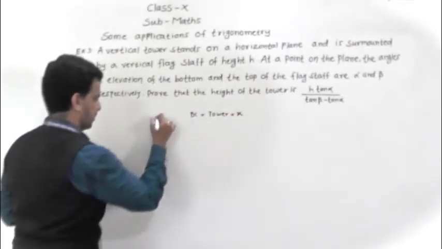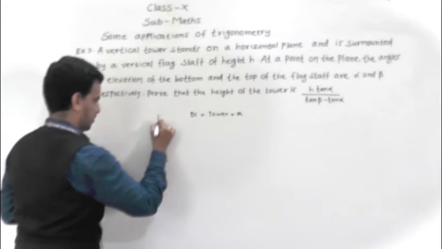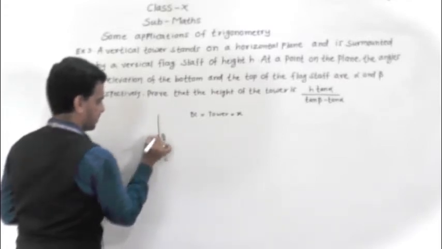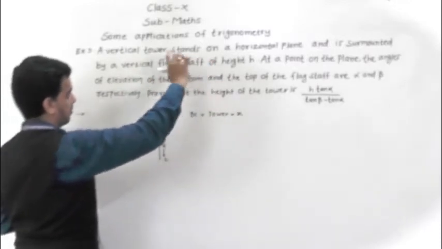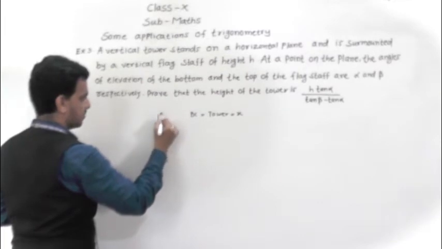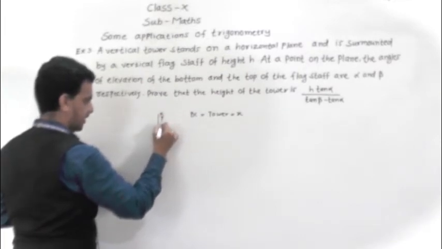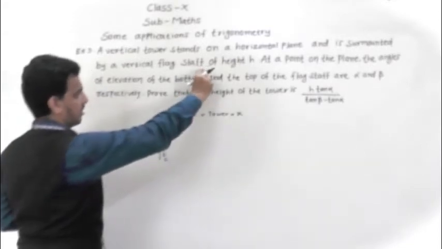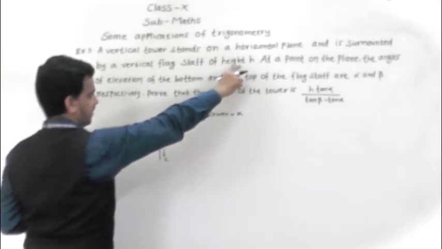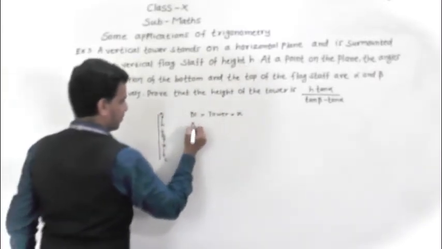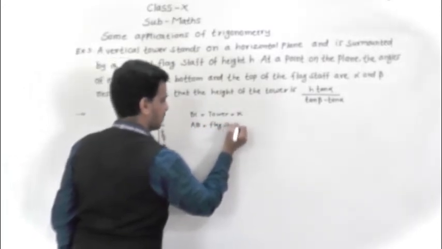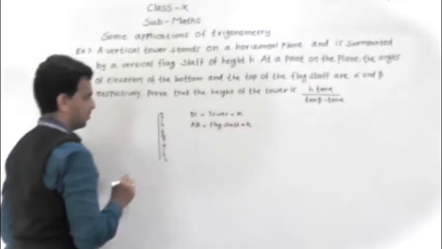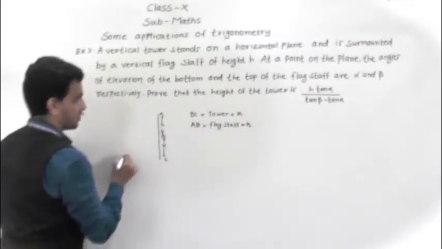Okay, then the flagstaff is surmounted on a vertical tower. So AB is a flagstaff of height H, it is given. Okay, so AB, that is a flagstaff of height H. Okay, then what is next given?